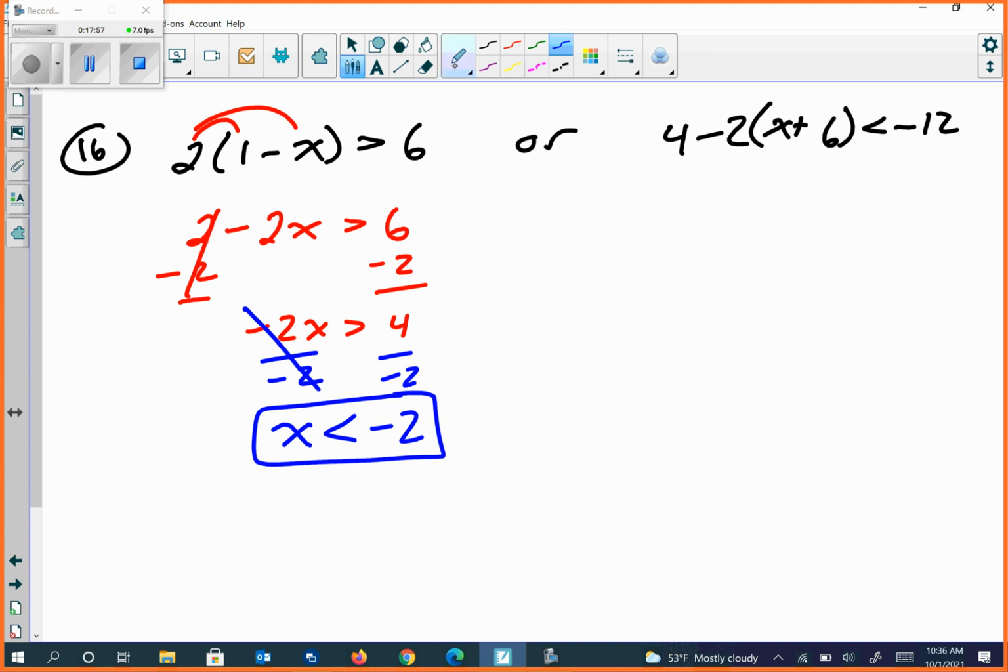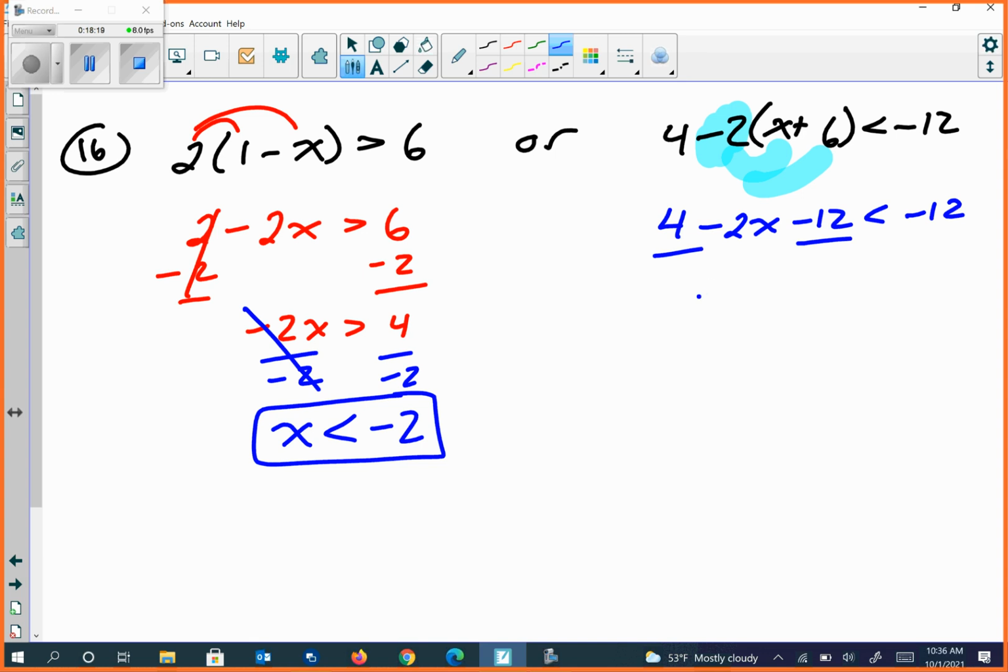All right. On this second one, there's an error that people will make. You want to distribute negative 2 over the parentheses. You do not want to go 4 subtract 2. That's order of operations is incorrect. Okay, so I'm going to get 4 minus 2x minus 12 is less than negative 12.